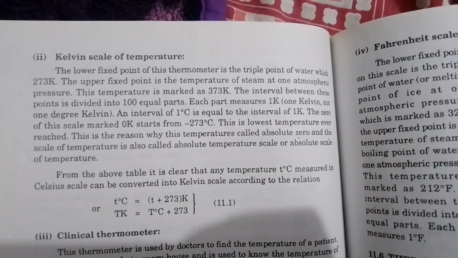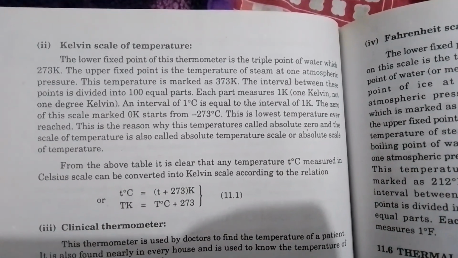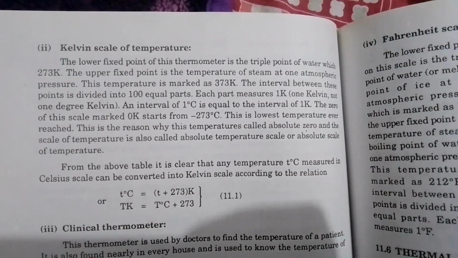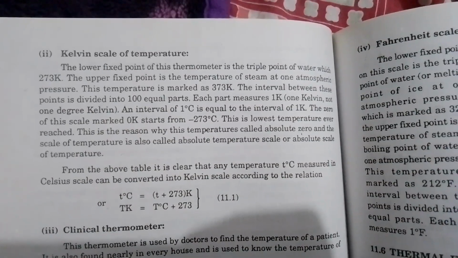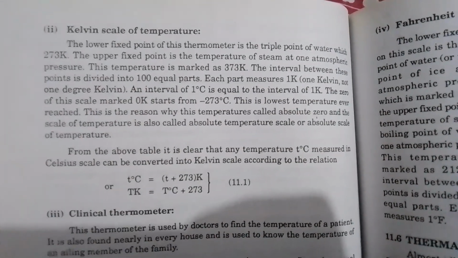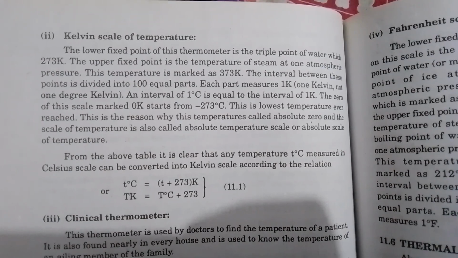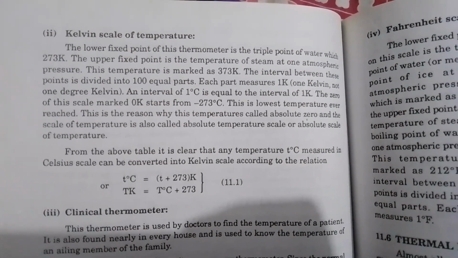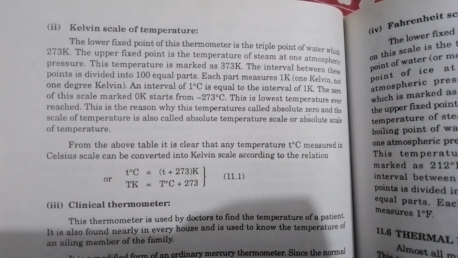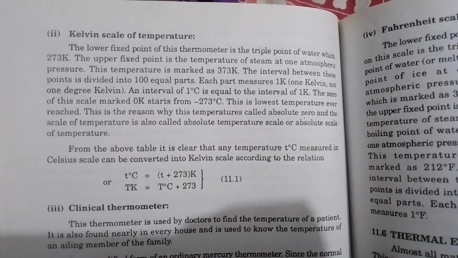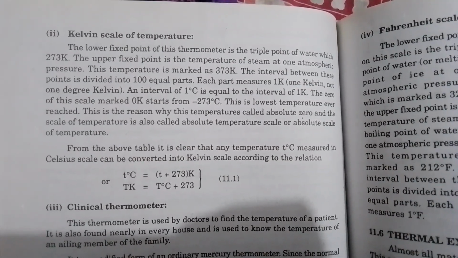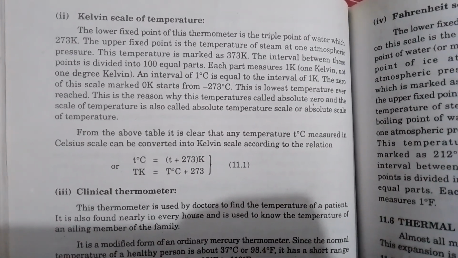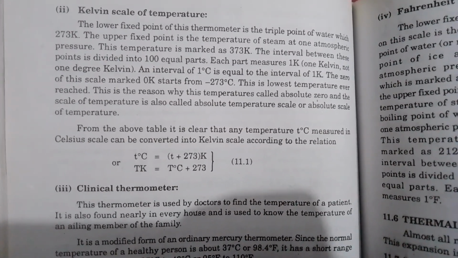Each part measures 1 K, 1 Kelvin, not 1 degree Kelvin. An interval of 1 degree is equal to the interval of 1 K. The zero of this scale, marked 0 K, starts from -273 degrees centigrade. This is the lowest temperature ever reached. This is the reason why this temperature is called absolute zero, and the scale of temperature is also called the absolute temperature scale or absolute scale of temperature.